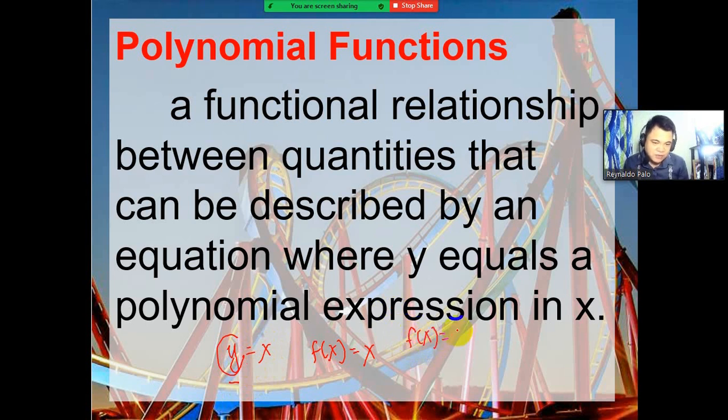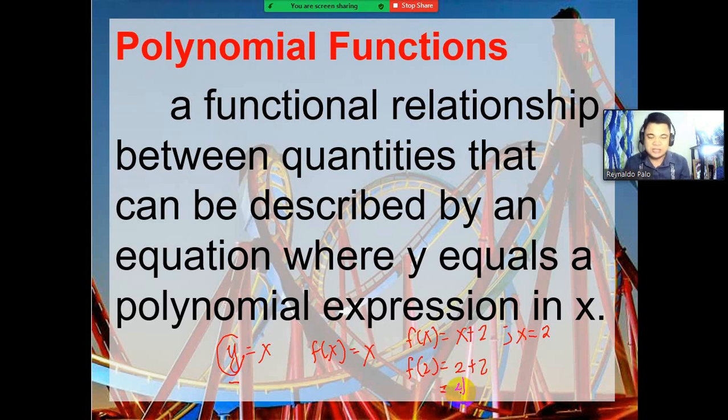f of x equals x plus 2, wherein we have the value of x, which is 2. This one is what we call the independent. For you to be able to solve that, you need to substitute. F of 2 is equal to 2 plus 2. Therefore, the value of the whole polynomial function after evaluating is 4. As you can see, the value of x, or the variable, has a direct effect on the value of y. That's the relationship between the two quantities of a polynomial function.